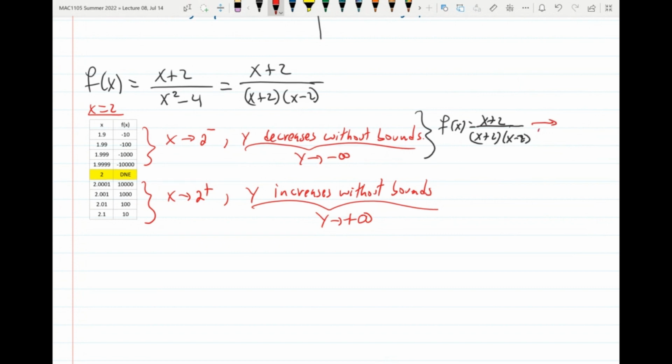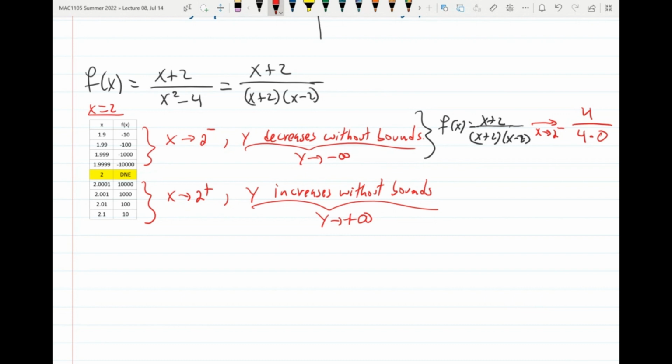Okay, so when x approaches 2 from the left, the top gets close to 4, and then the bottom, the first factor again gets close to 4, right? And now what happens to the second factor? It's an x minus 2. What happens when x approaches 2? That factor is close to, what is it? If x is very close to 2, what can you say about x minus 2? It's close to 0, so it gets close to 0, right?